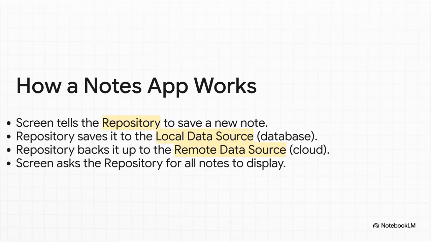The repository takes over completely. It tells the fridge, our local data source, to store the note safely on the phone. Then it tells the delivery truck, our remote data source, to send a copy up to the cloud for backup. It handles the whole process.